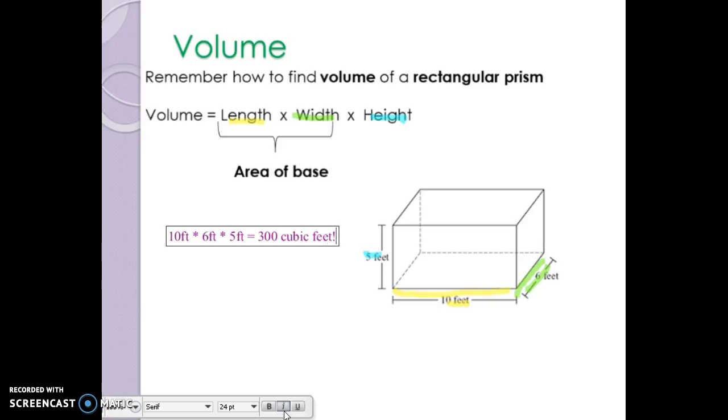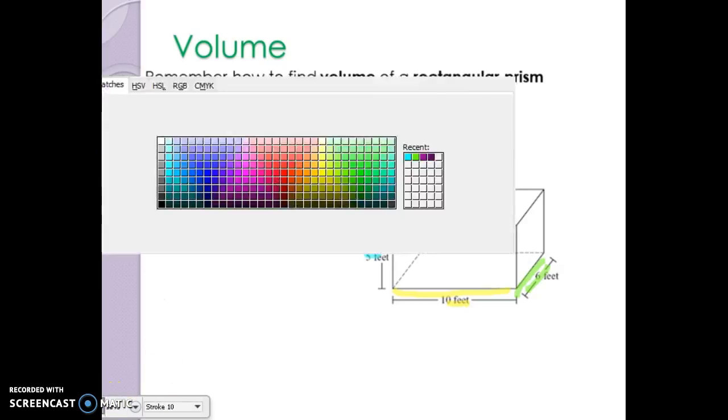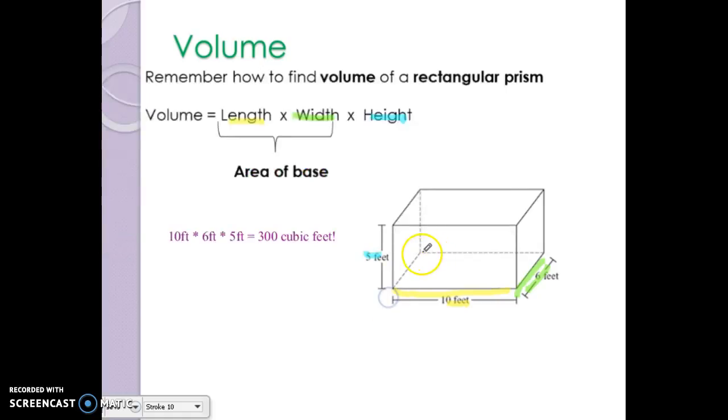Easy enough? Right. Well, if you look, the length and the width is actually the area of the base of this prism. So this is one of the bases. And so the area of the base, length times width, times the height, gives us a new formula.